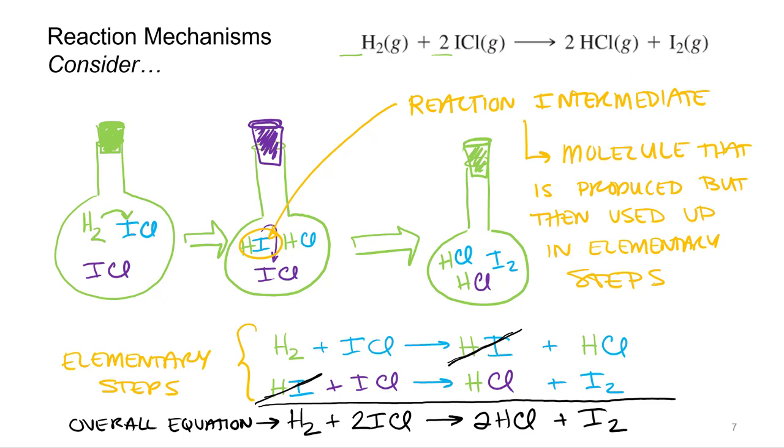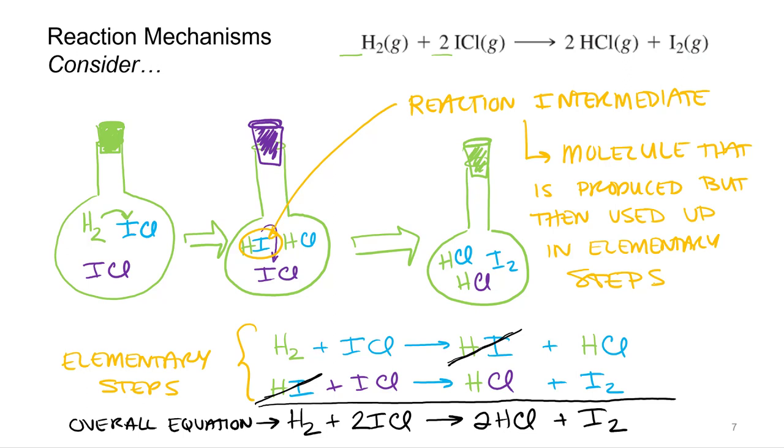So the limiting reactant would be what ends up being used up and stops the reaction from going any further. That's usually a reactant in an overall reaction. So we're either going to run out of H2 or ICl, and then that would stop the overall reaction.